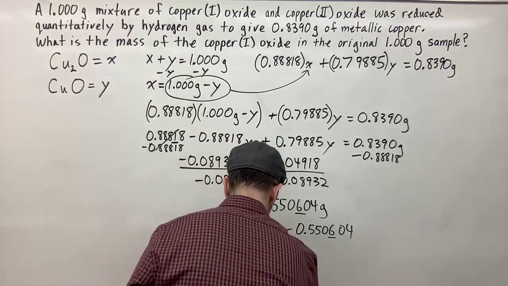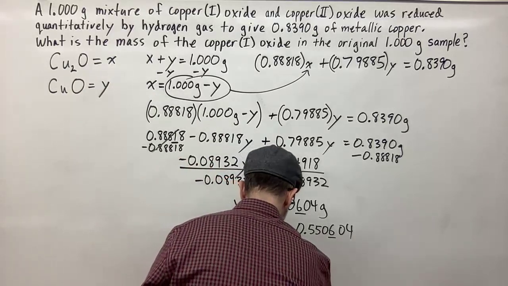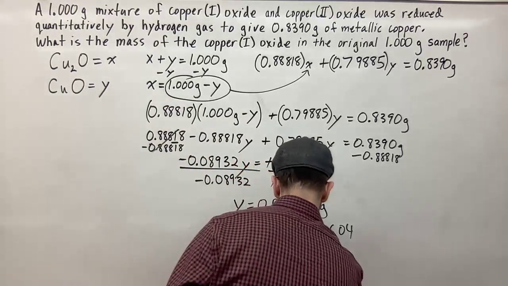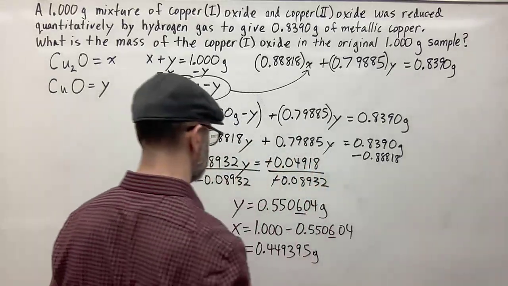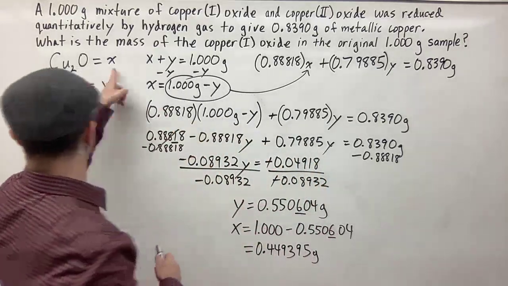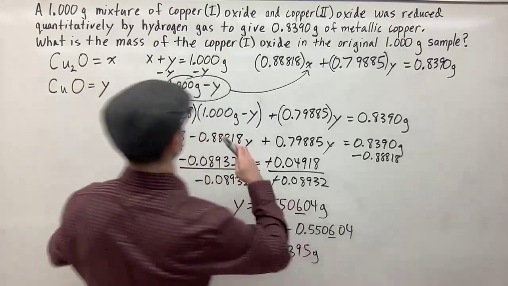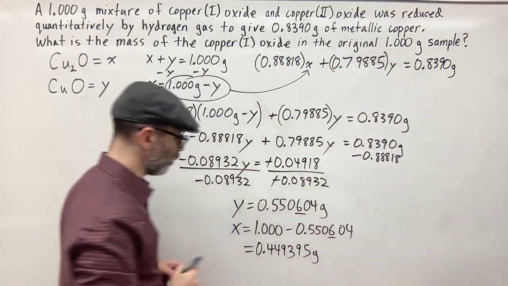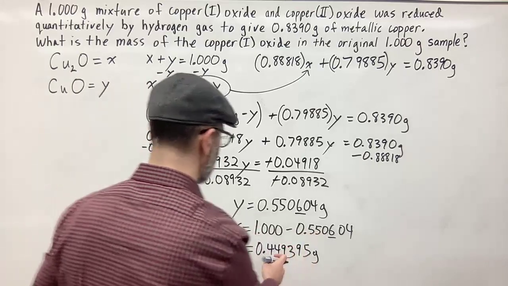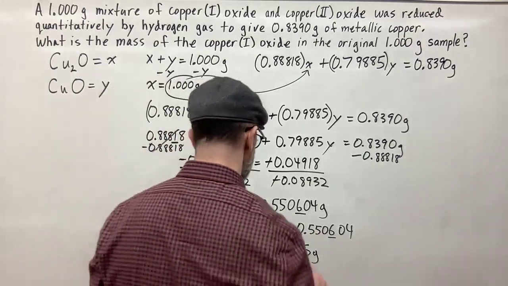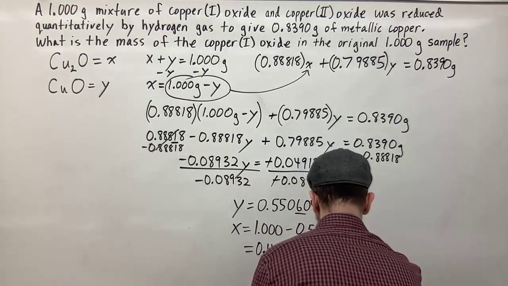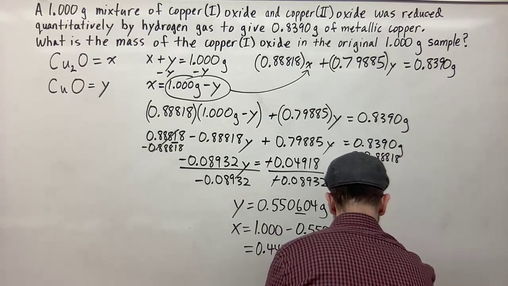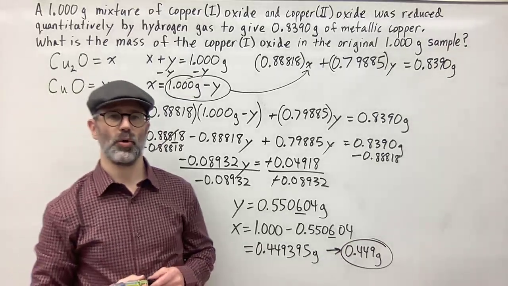And that becomes what I get, 0.449395 grams. And remember, x is our copper 1 oxide, which is what they're asking for. What is the mass of the copper 1 oxide that was in the original 1.00 gram sample? And here it is. So we can round that to 3 sig figs, and so that's going to be 0.449 grams. That's the number of grams that was in the original sample.